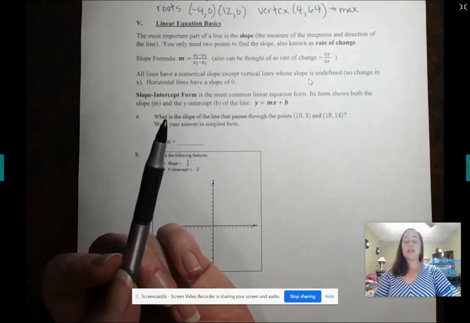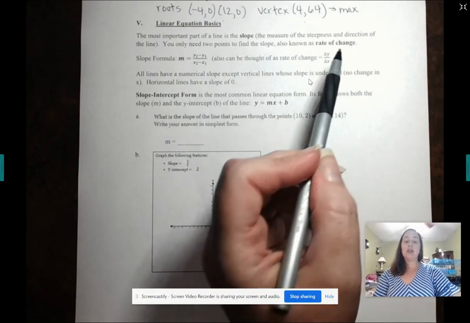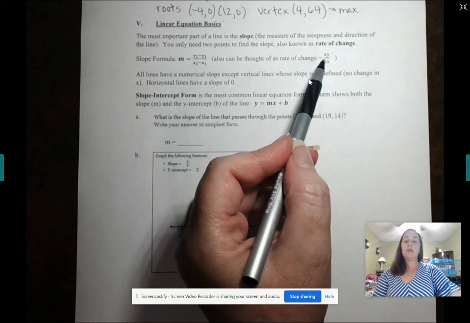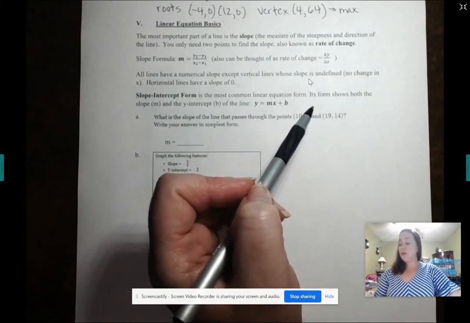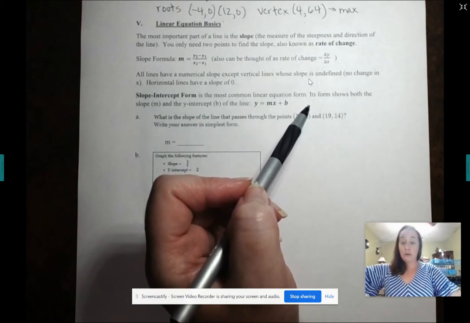You only need 2 points for slope. Another phrase that means slope is rate of change. So this is our traditional slope formula. Sometimes it's referred to as the change in y over the change in x. All lines have a numerical slope. The only exception is a vertical line, which has a word for its slope.